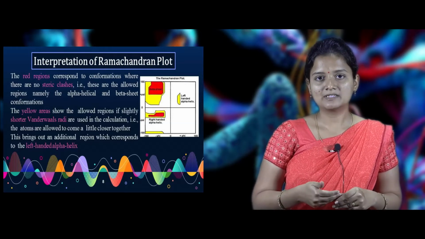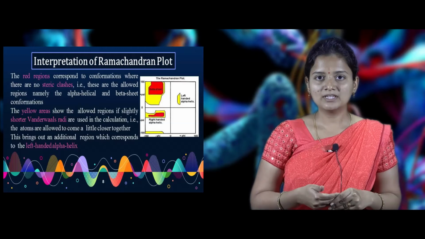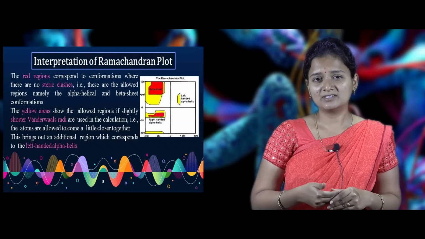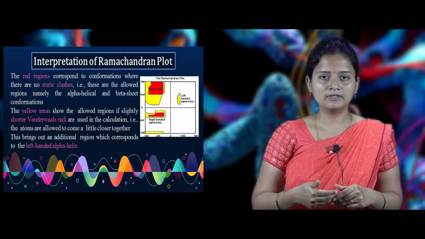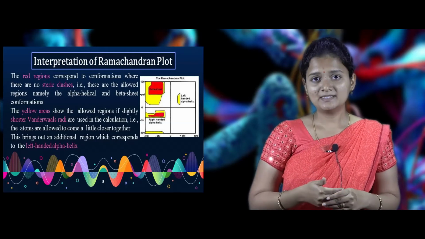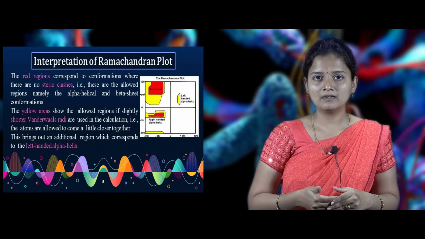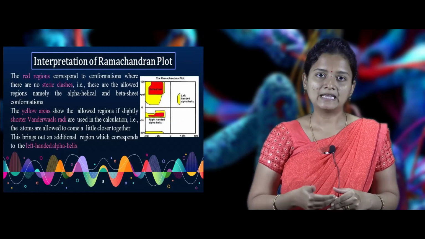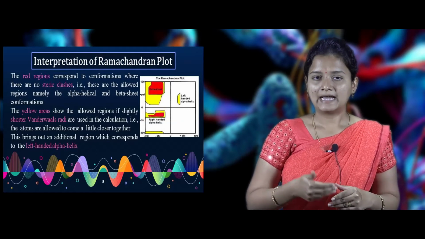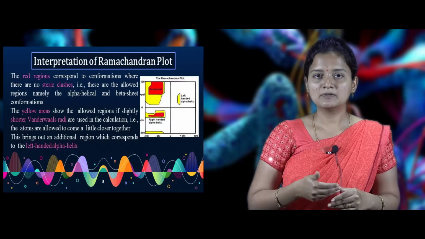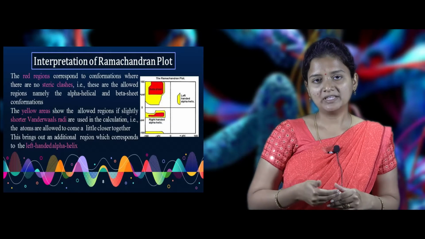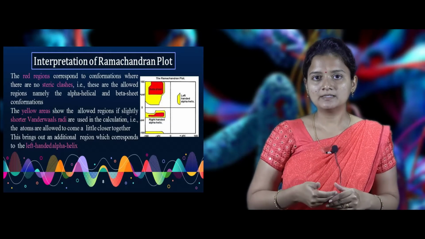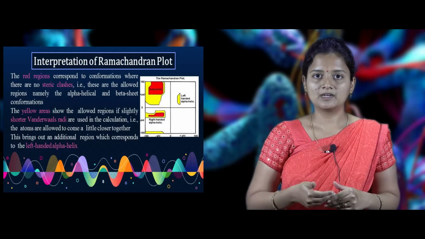And finally, we have the yellow region. The yellow region will have less steric hindrance, or we can say the van der Waals forces acting between the atoms will be shorter in the yellow region. So, the amino acids that are present in the yellow regions are left-handed alpha-helical, so left-handed alpha-helical amino acids will be present in the yellow regions of the Ramachandran plot. So, these are the three main colors and their significance in the Ramachandran plot.